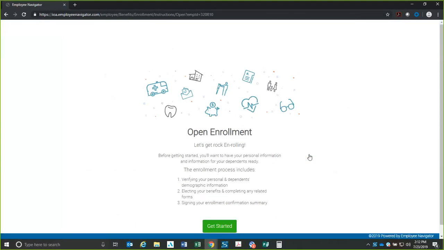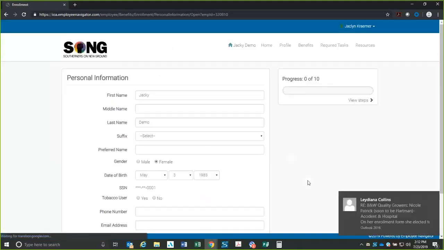For open enrollment, we're going to need to verify our personal information and our dependents information if we have anybody we're enrolling with us, and just get through all of these benefits and sign. That's our three-step process.